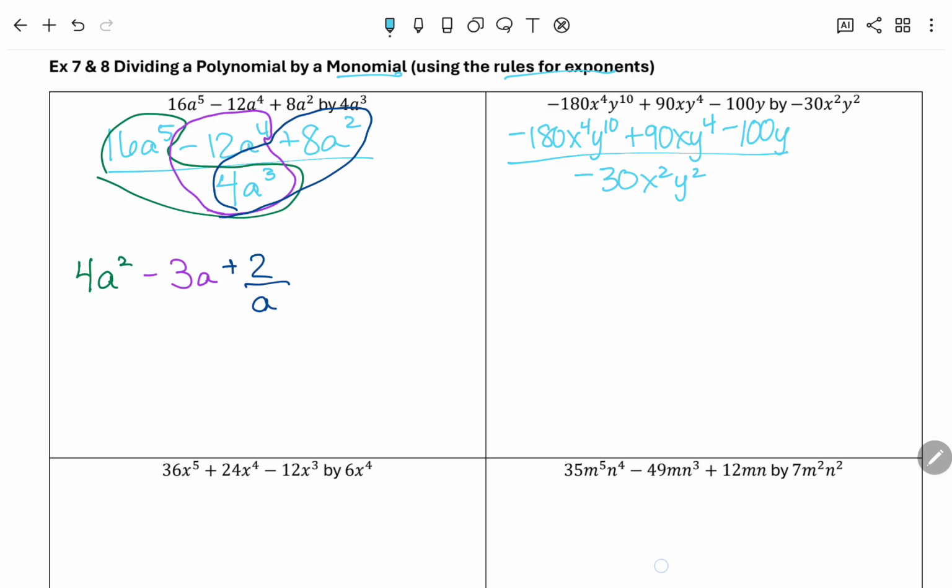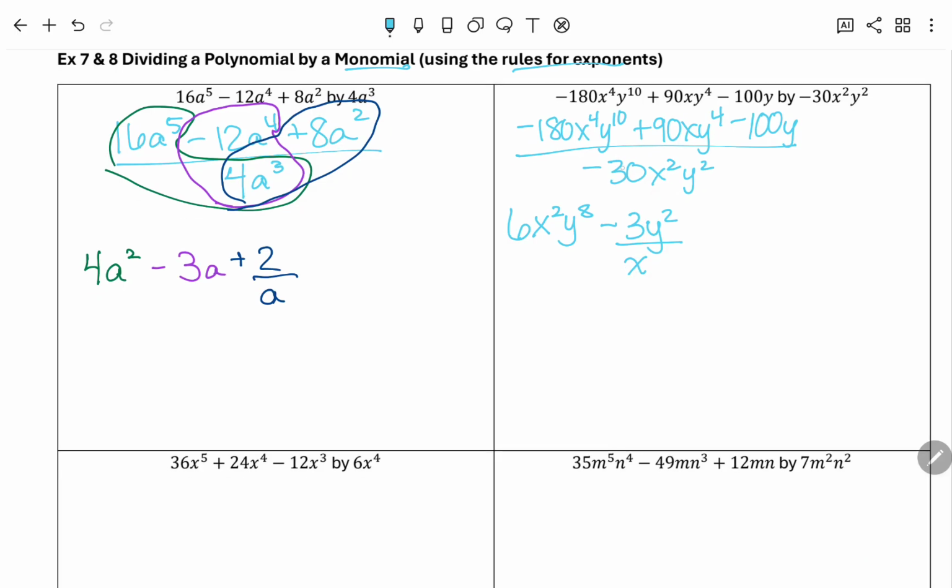Negative divided by negative gives me a positive, and 180 divided by 30 is going to give me 6. Looking at my variables for x and y. Remember, when we're dividing, our exponents will subtract, okay? Next, I'm going to have a negative 3. I'll have 1x left over in the denominator and 2 y's on top.